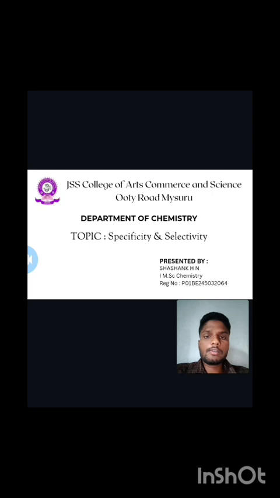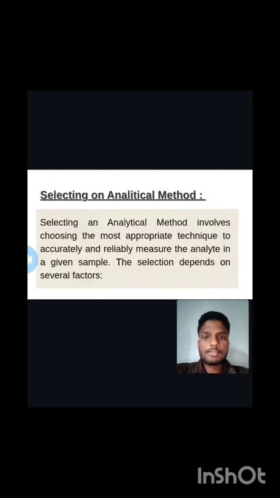Today I am going to explain about specificity and selectivity. Before going to the topic, some introduction to selecting analytical methods. Selecting analytical methods involves choosing the most appropriate techniques to accurately and reliably measure the analyte in a given sample. The selection depends on several factors.